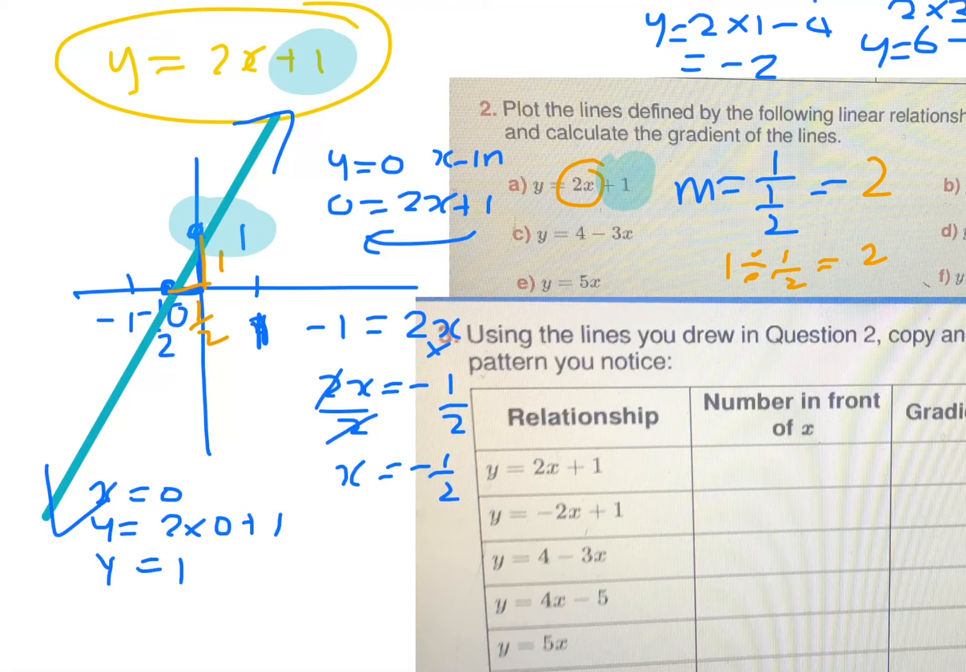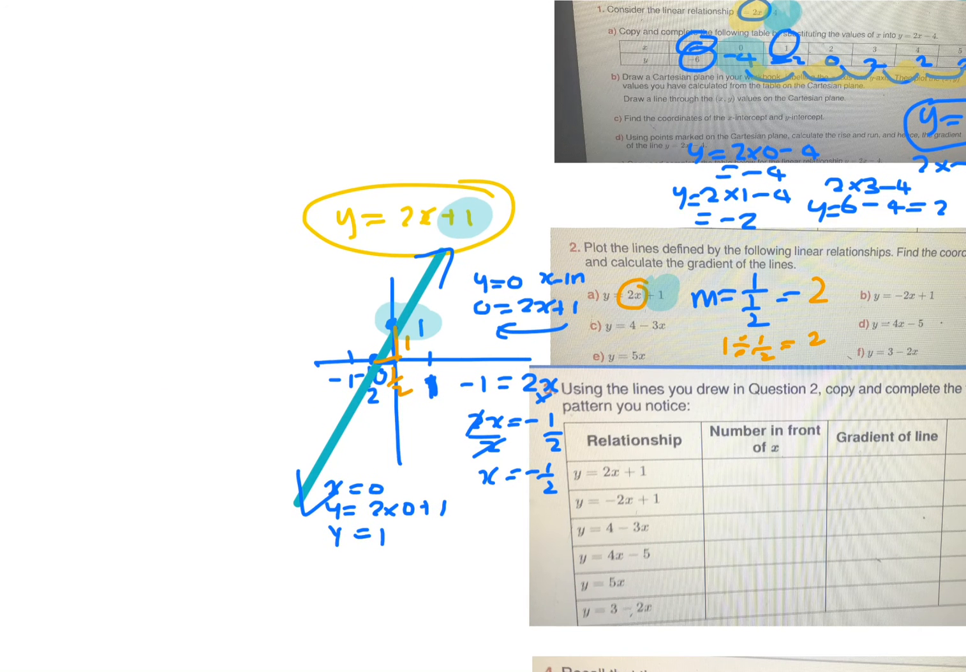That's your y-intercept. So what I want you to see from this is that when you have an equation of a line, the equation of the line is in the form of y. Sorry, I'm just going to do a better picture there. y equals the gradient times the x plus the y-intercept.